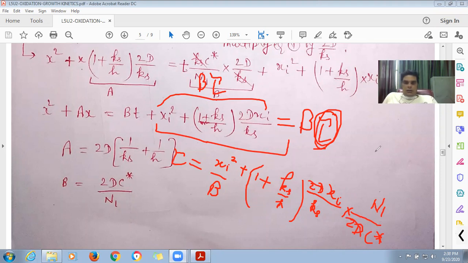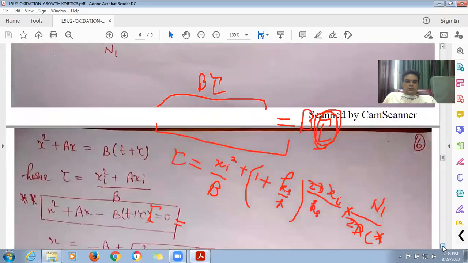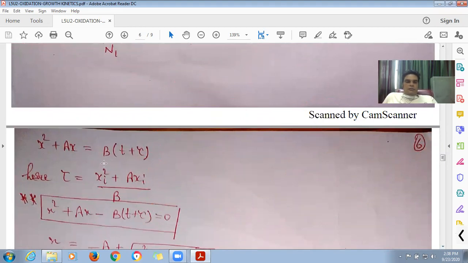Now, if I further simplify this, I will get tau equal to xi square plus a xi upon b. So if you simply replace the values of a and b here, you will get tau like this. So this is the equation that we finally get: x square plus a x equal to b times t plus tau. Here tau is equal to this.